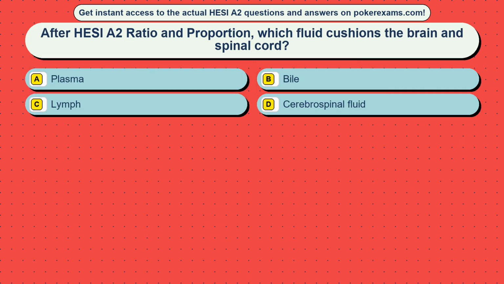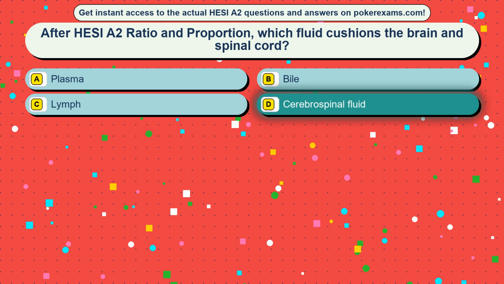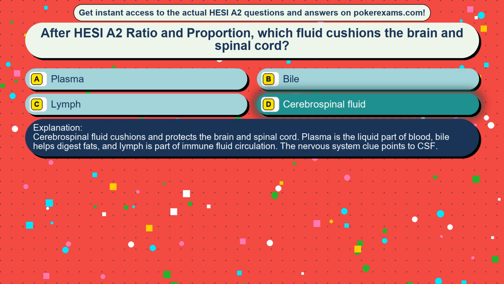Question 46. After HESI A2 ratio and proportion, which fluid cushions the brain and spinal cord? Option A, plasma. Option B, bile. Option C, lymph. Option D, cerebrospinal fluid. The correct answer is option D, cerebrospinal fluid. Cerebrospinal fluid cushions and protects the brain and spinal cord. Plasma is the liquid part of blood, bile helps digest fats, and lymph is part of immune fluid circulation. The nervous system clue points to CSF.